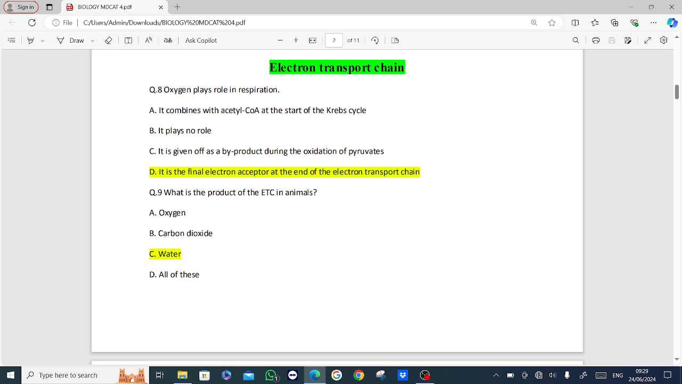Next MCQ is: what is the product of the electron transport chain etc. in animals? Options are oxygen, carbon dioxide, water, all of these. Answer is option C, water.